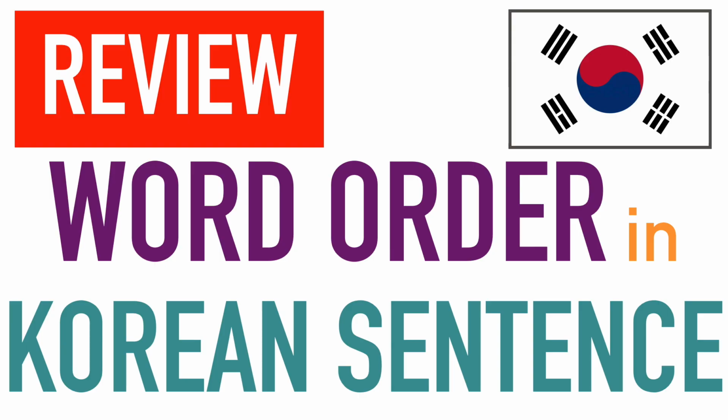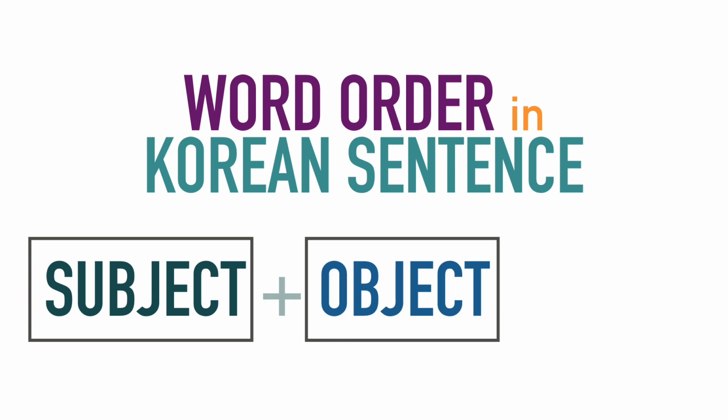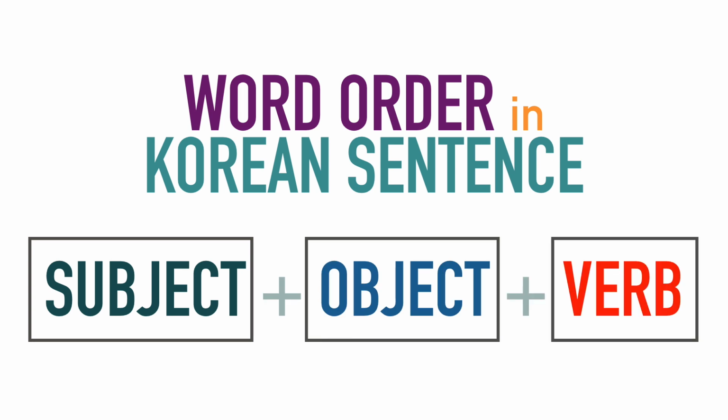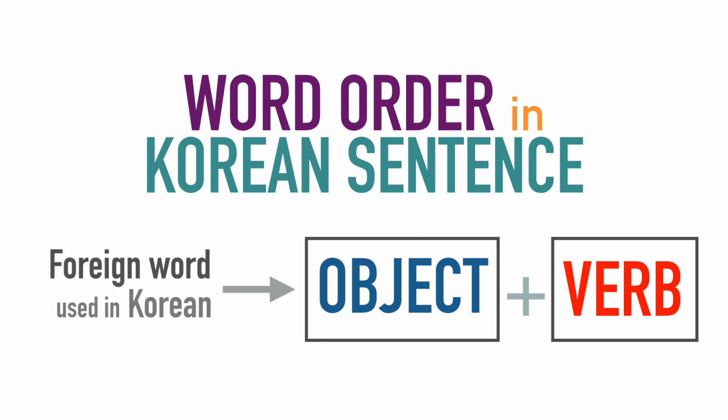Okay, so let's start the review. In the last video, we learned that the word order in Korean sentences is normally in the order of subject, object, verb. That in many cases, the subjects can be omitted so that oftentimes we may only hear a combination of object and verb, where foreign words may be used as the object.